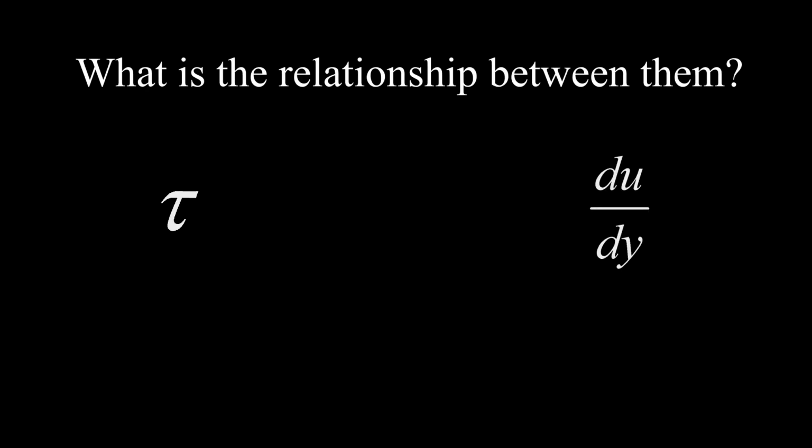Now that we know what the shear stress and velocity gradients are, how do we determine the relation between the two? To do this, experiments must be performed on the particular fluid of interest, and both quantities measured. By plotting both of these quantities, a mathematical relationship can be established.